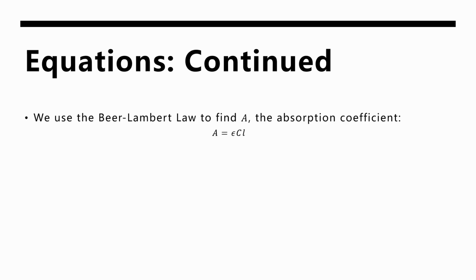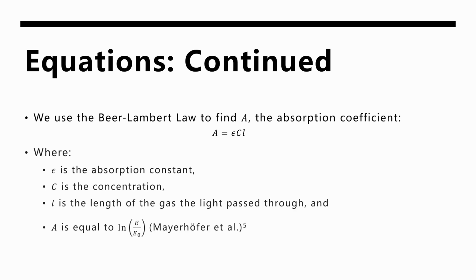Then, we use the Beer-Lambert law to find A, the absorption coefficient, where A equals epsilon times C times L. Here, epsilon is the absorption constant, C is the concentration, and L is the length of the gas the light passed through. A is also equal to ln of E over E0, where E is the measured intensity of light, and E0 is the initial intensity of light.